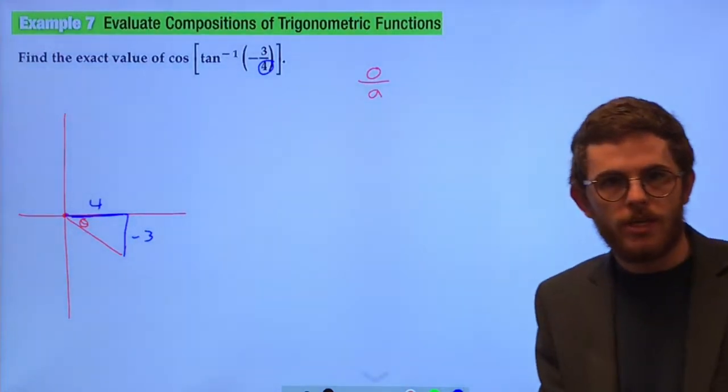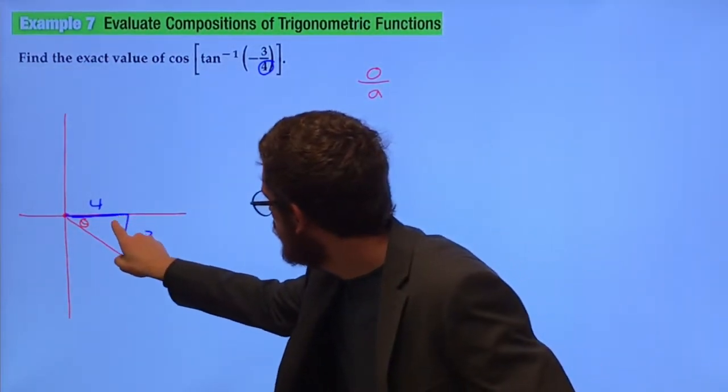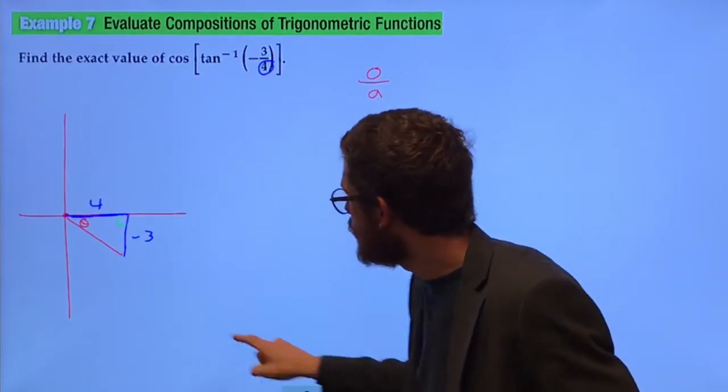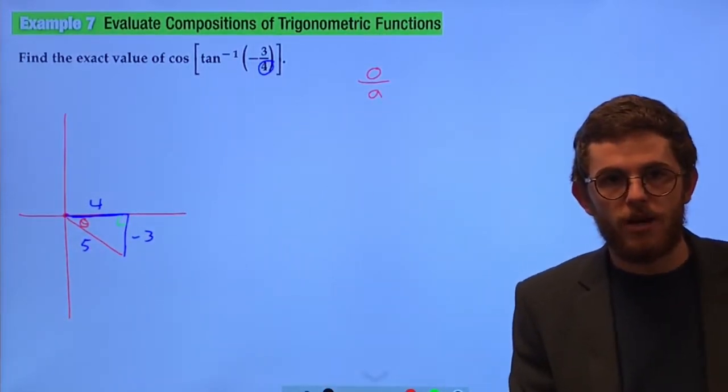The tangent is whatever angle creates this right here where the adjacent is 4 and the opposite is -3. Well, we know this is a right angle, and if this is a right angle, then clearly that third side must be 5. This is a 3, 4, 5 right triangle.